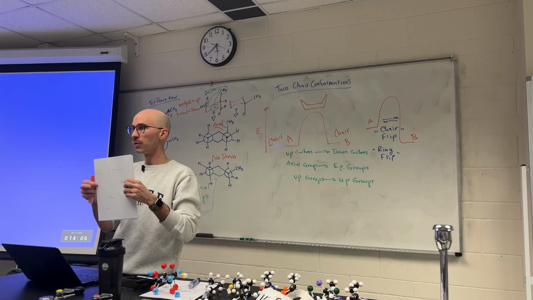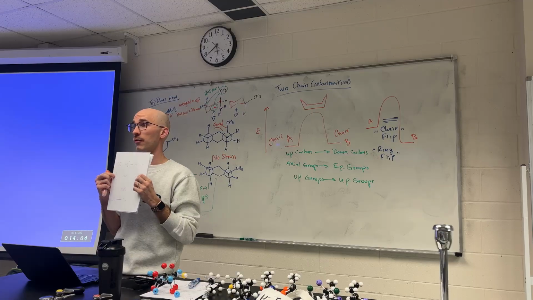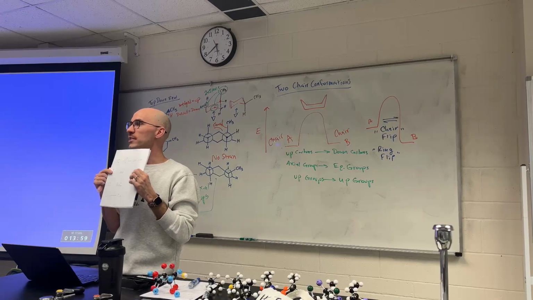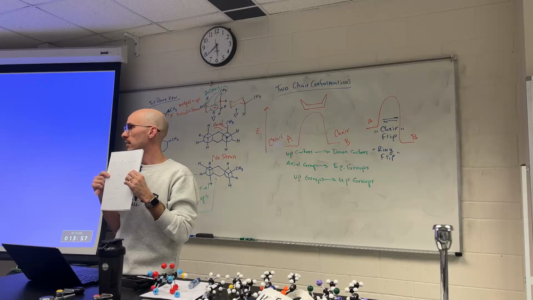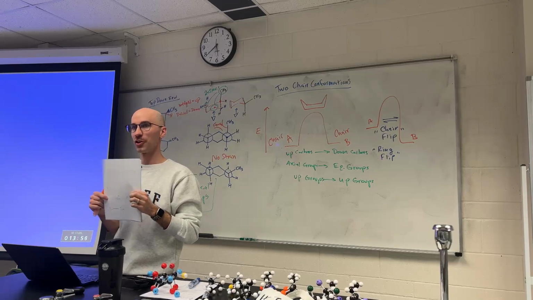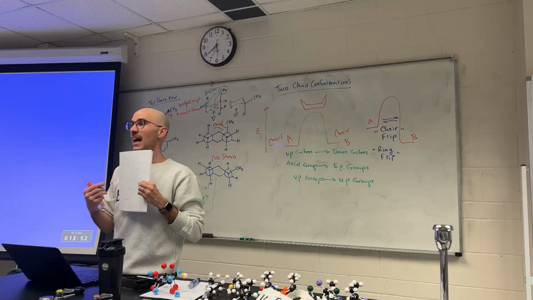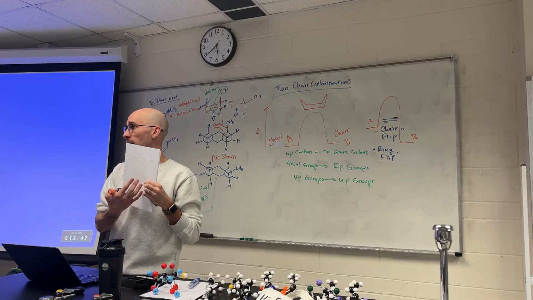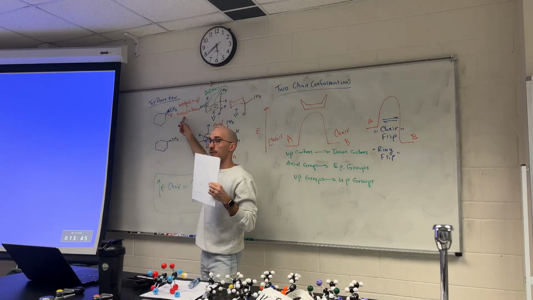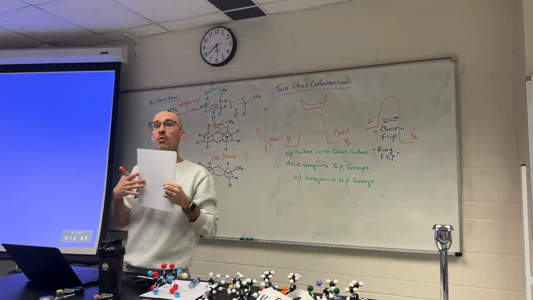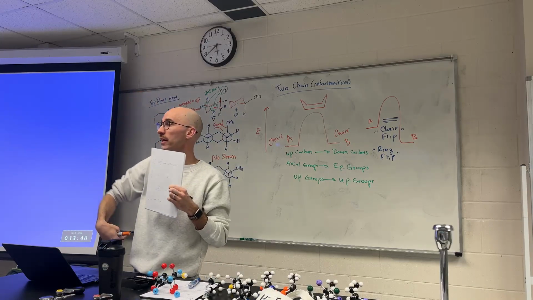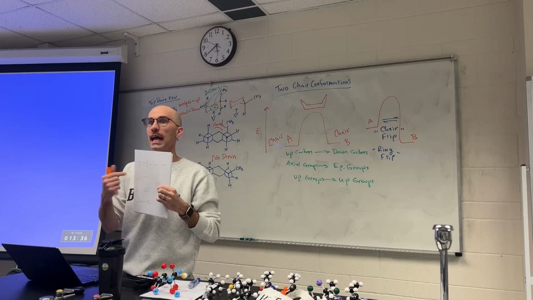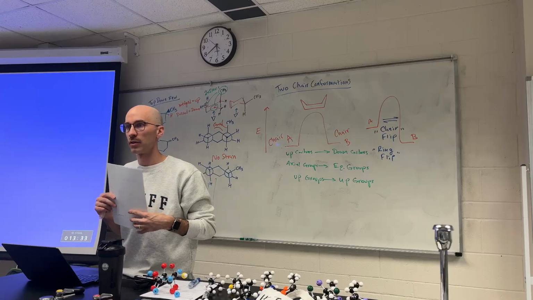Problem number 2, draw both chair conformations and decide for both of these which is highest energy. And then for number 3, you're given one chair conformation. I want you to be able to go backwards. From that chair, can you draw this top-down view? What is wedged? What is dashed? How are they oriented relative to each other? And draw the other chair conformation and decide what is highest and lowest energy.